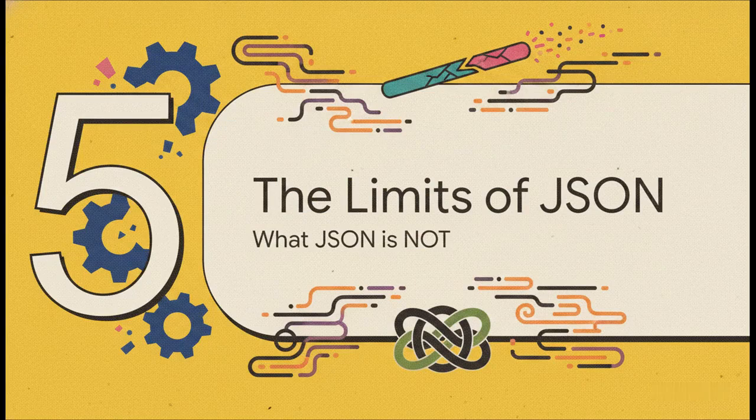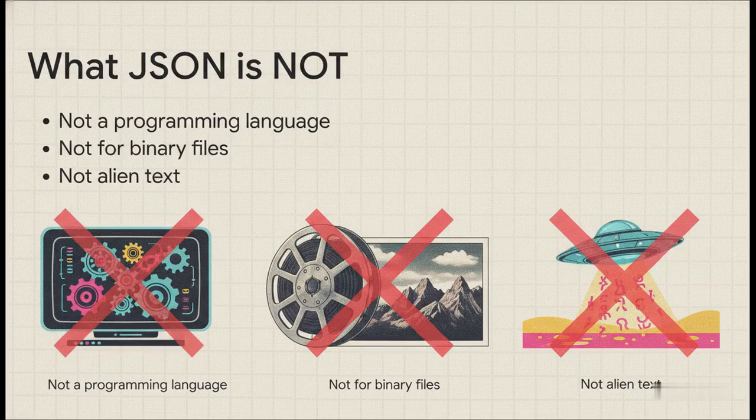Finally, let's hit Section 5, the limits of JSON. What JSON is not. Before we wrap up this explainer, it's equally important to understand what this format cannot do. While JSON is incredibly powerful as a universal translator, it is not some magic bullet for every single computing problem. JSON is exclusively a lightweight text carrier for structured data, meaning it's not a programming language itself. You can't write a script to do something using only JSON. It just holds the data.